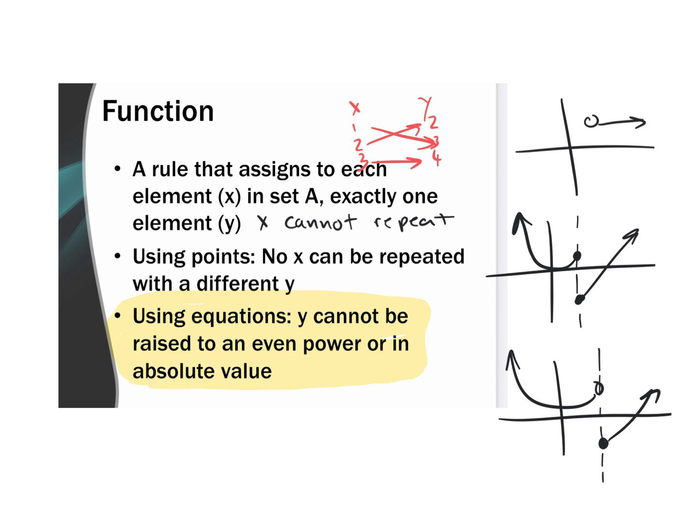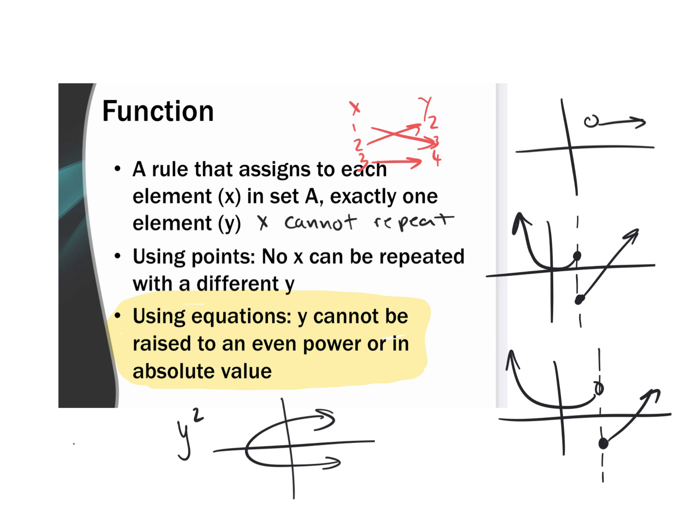Now, if you are not graphing, that's the part that's highlighted in yellow. So when you're using equations, y cannot be raised to an even power or in absolute value. Why does that matter? If the y is an even power, you're going to get a graph that looks like this, again sharing x points. This is just an example. You're going to get a graph that's horizontal like that, sharing 2 x points, no longer a function.